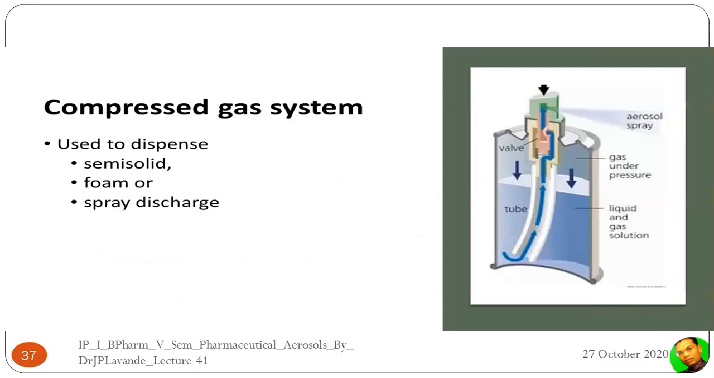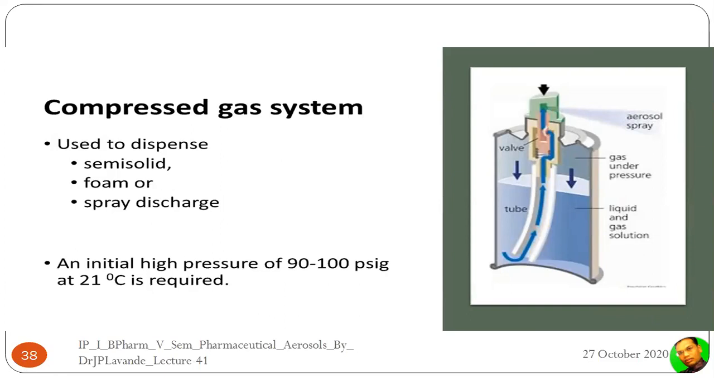Now there is the compressed gas system. As far as the compressed gas system is concerned, the final pressure is not equal to the initial pressure, and that is the disadvantage associated with the compressed gas system. It is used to dispense semi-solid foams or spray discharges. You can see there is a liquid and gas solution. There is a gas under pressure which is filled and which will undergo expansion. It will exert the pressure, so that pushes the content into this tube, and then through the actuator it comes out in the form of the aerosol spray.